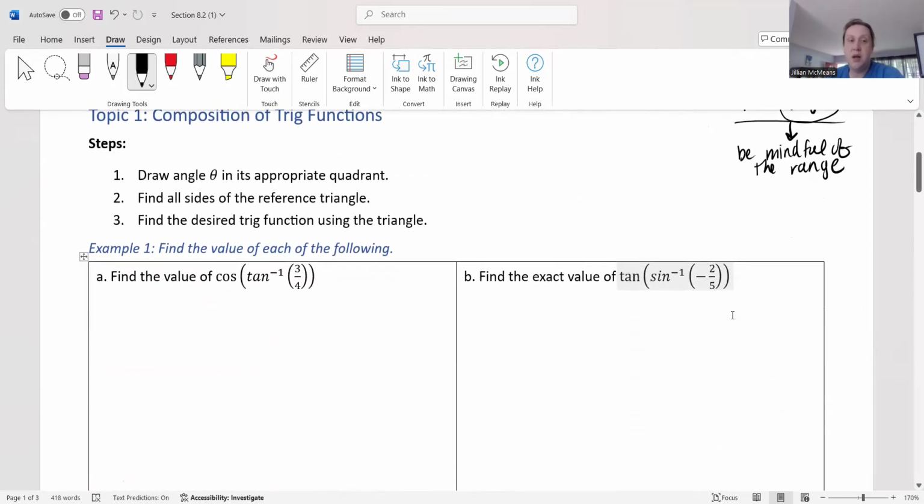Okay, so we draw an angle theta in the correct quadrant. We find all of the sides of the resulting reference triangle. And then we find the desired trig function using that triangle.